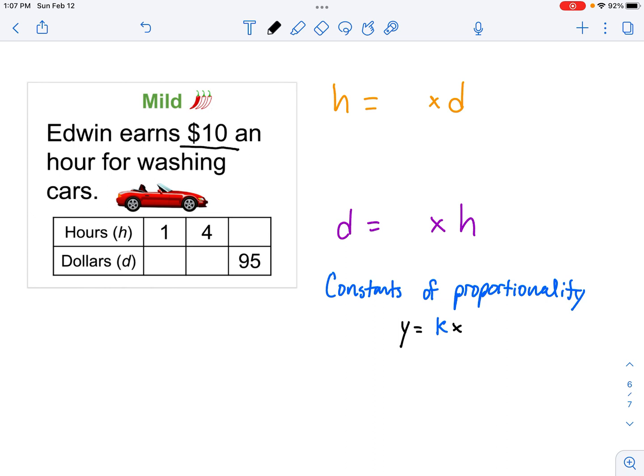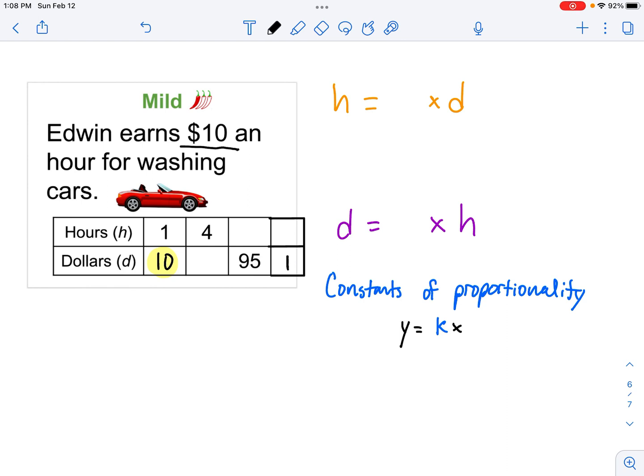It's 10. And the reason it's 10 is because in 1 hour, he earned $10. And when a number for one of the variables is 1, the other number is a constant of proportionality. Okay, so I'm going to ignore the rest of these entries for now, and I want to find the other constant of proportionality. So I'm going to make an extra value in the table for making sure that I know what happens when the dollars is 1.